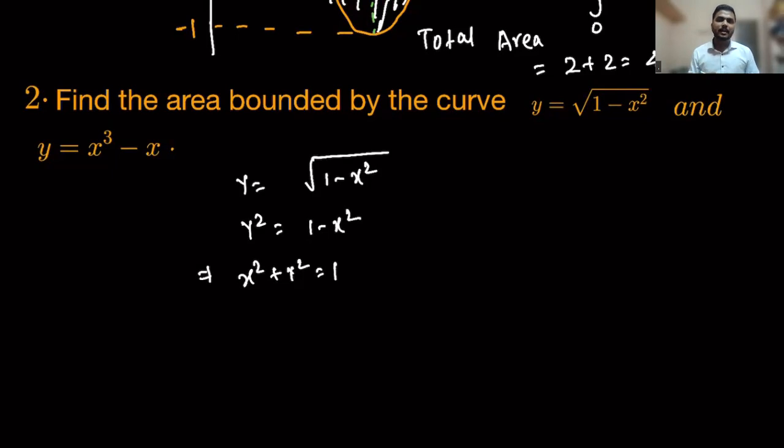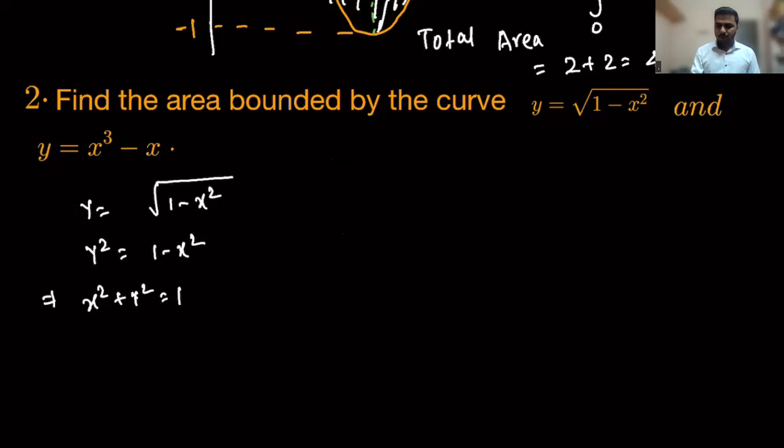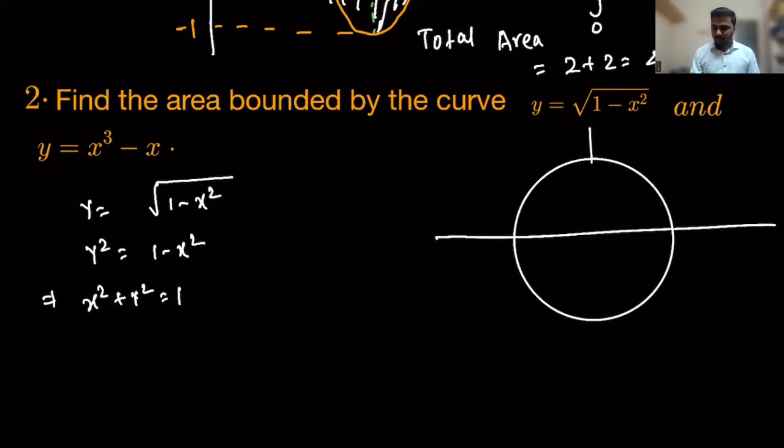But which part of the circle do I have to take? I have to take the upper part of the circle. We can't take the lower part of the circle. Why? Because it is given as y is equal to the square root of 1 minus x square, so it will not give a full circle. It will give you only the upper part of the circle. This value is 0, this value is minus 1, and this value is plus 1.